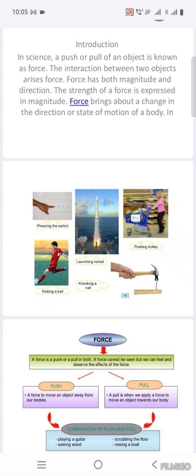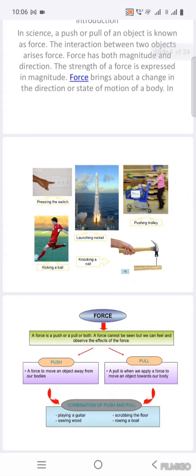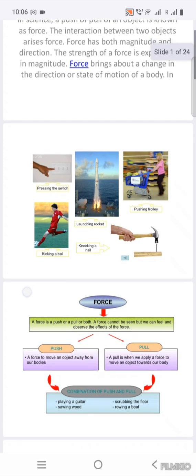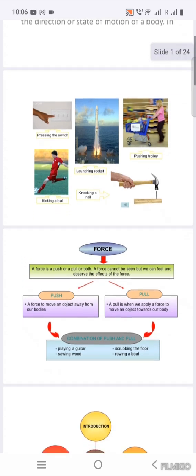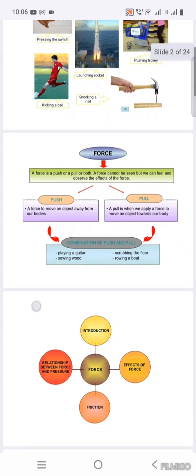Similarly, when you are kicking a wall, you are again exerting force by your foot on the wall. Similarly, launching the rocket, knocking a nail, and pushing a trolley are all examples of exerting force on a particular object. Now here on the screen you can see the force. What is a force? Force is a push or pull, or we can say both. Force cannot be seen, but we can feel and observe the effects of the force.